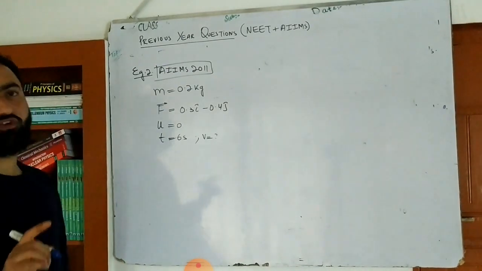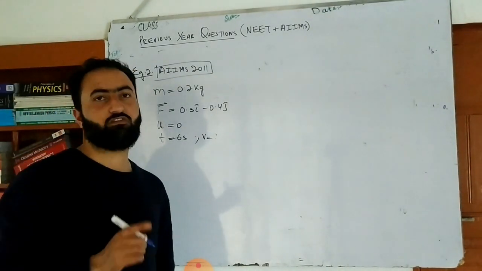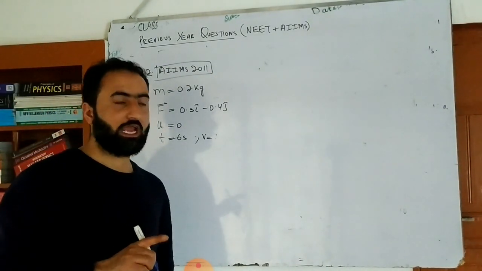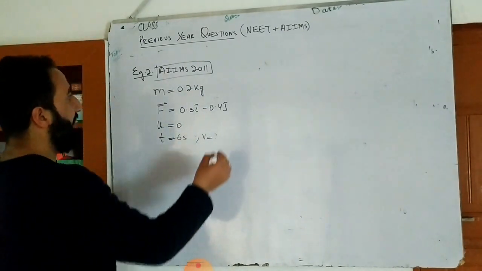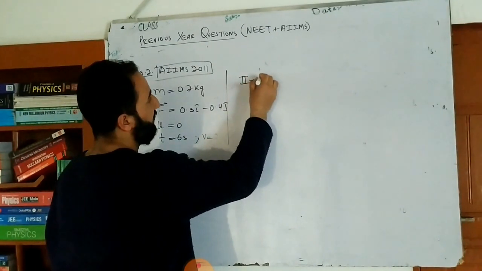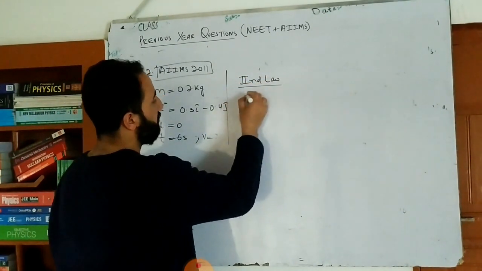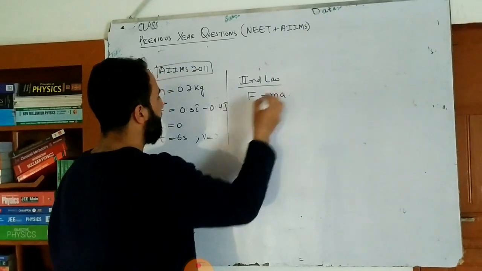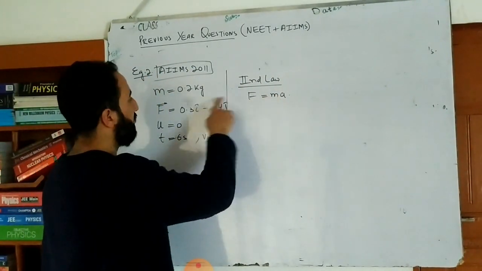So simply we'll use the equation v is equal to u plus at. Initial velocity is given, that is equal to 0. Time is given to us, but the acceleration is not given to us. I will calculate the acceleration from the second law. So what is the second law? The second law of motion is simply like this: F is equal to m multiplied by a. From here I can calculate the value of a.